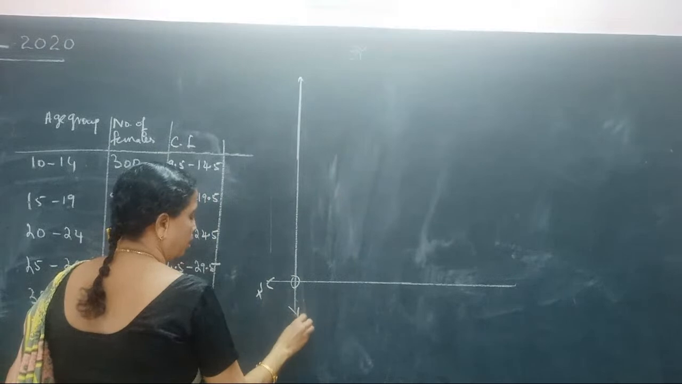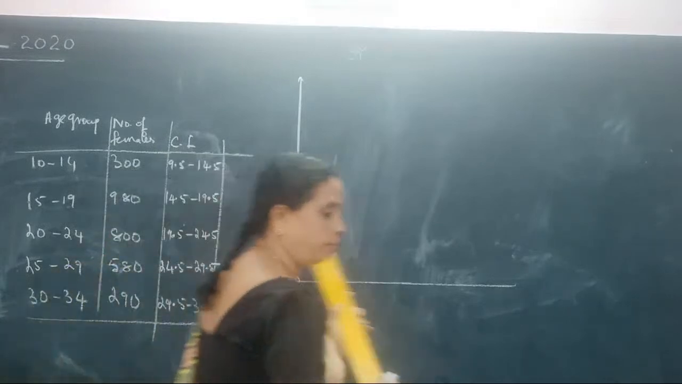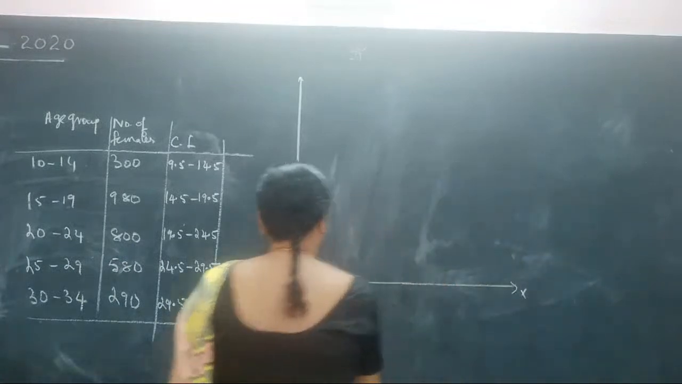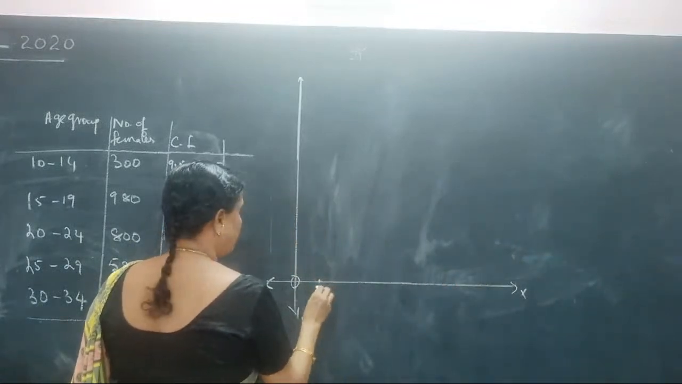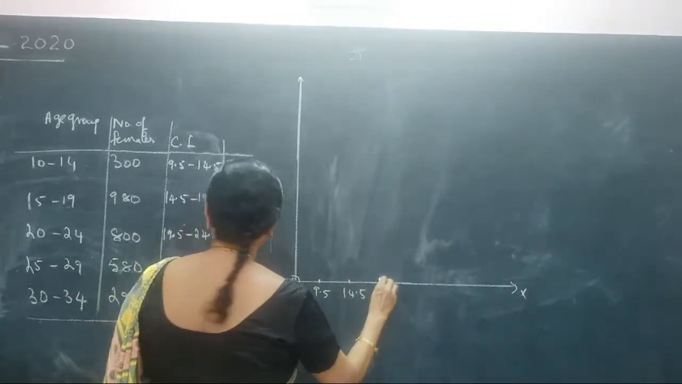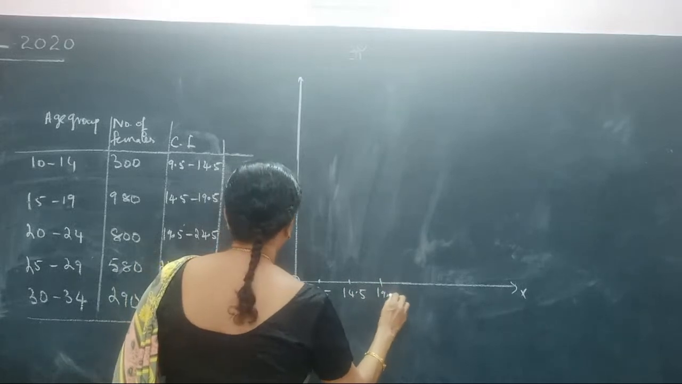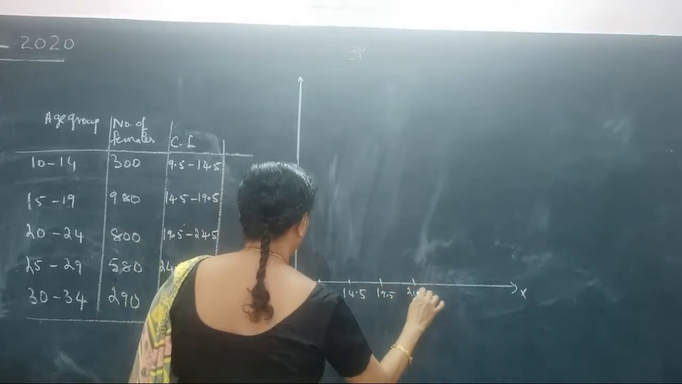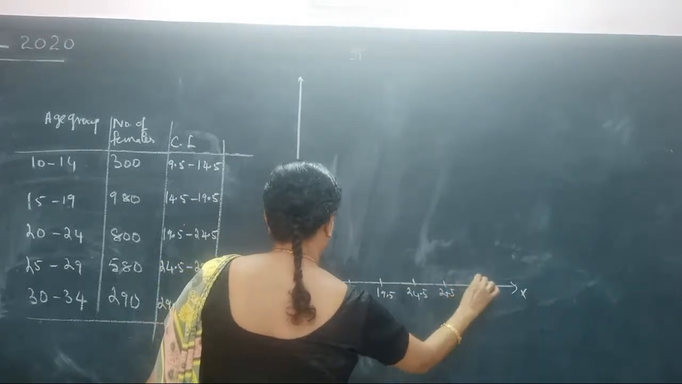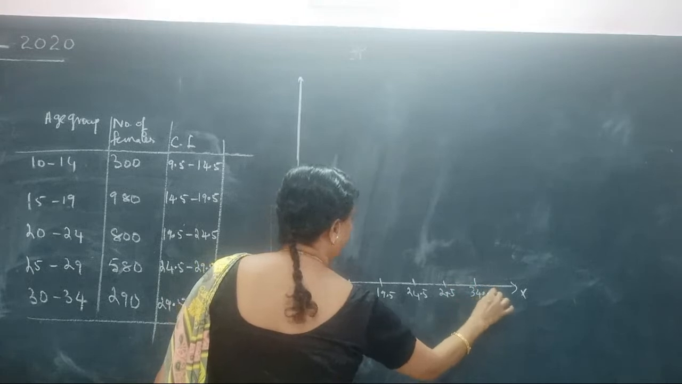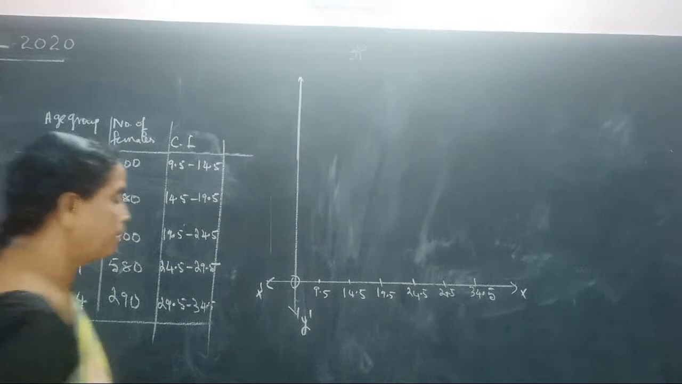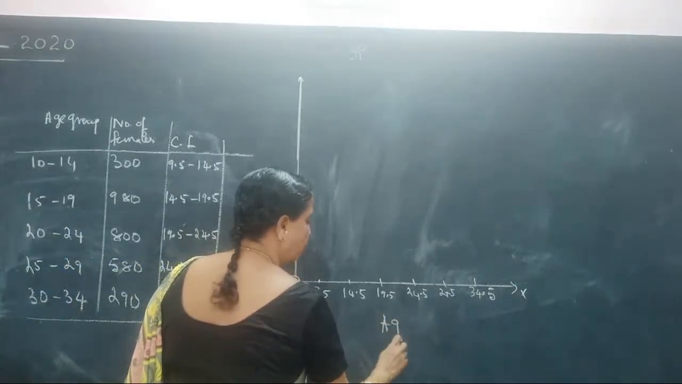Take the graph in your graph part. It is 9.5, 14.5, 19.5, 24.5, 29.5, 34.5. Along x-axis, it is representing age group.